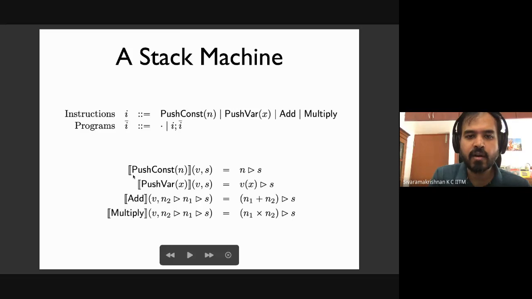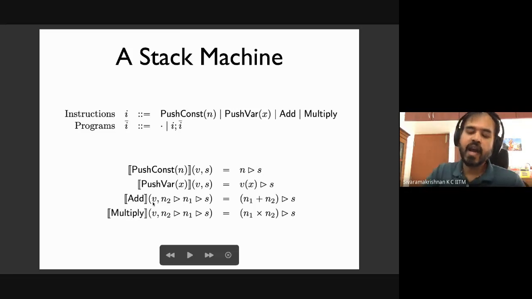And what is the semantics? If the instruction is push a constant n, you manipulate the stack such that you extend the stack with n on top of the stack. The triangle that you see here, you can imagine that as cons to the stack, right? So when you want to push a constant, you just push the constant to the top of the stack. The thing that you get on the right is a stack. When you run the program, all you're left with is a stack. If you push a variable, you look up the variable in the valuation and push that on top of the stack.